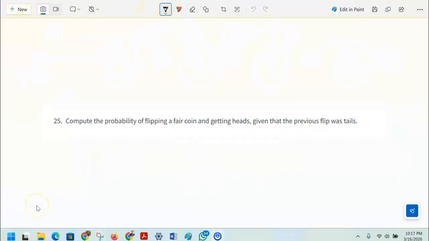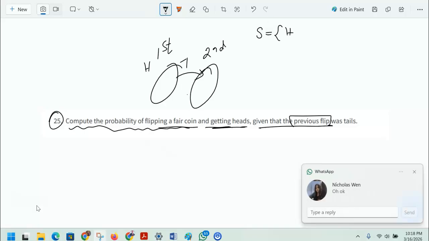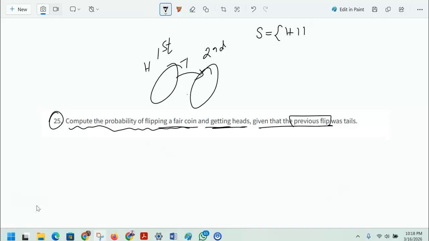Question number 25 says compute the probability of flipping a fair coin, and then you're doing it 2 times. So this same coin is tossed 2 times. He's asking about flipping a coin and getting heads, given that the previous flip, that means this was the first flip and this is the second flip. The sample space is going to be head head, head tail, tail head, and tail tail.